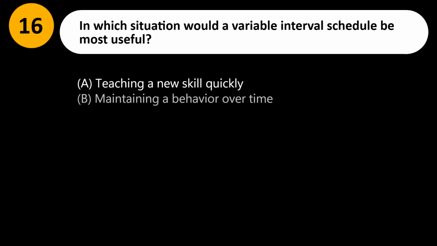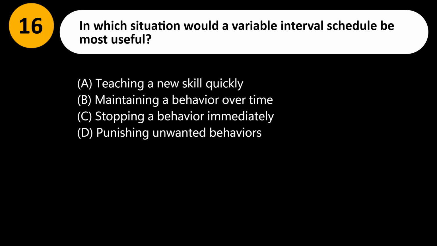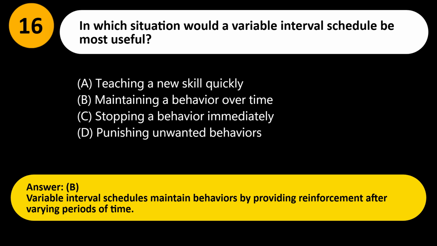In which situation would a variable interval schedule be most useful? A. Teaching a new skill quickly. B. Maintaining a behavior over time. C. Stopping a behavior immediately. D. Punishing unwanted behaviors. Answer, B. Variable interval schedules maintain behaviors by providing reinforcement after varying periods of time.